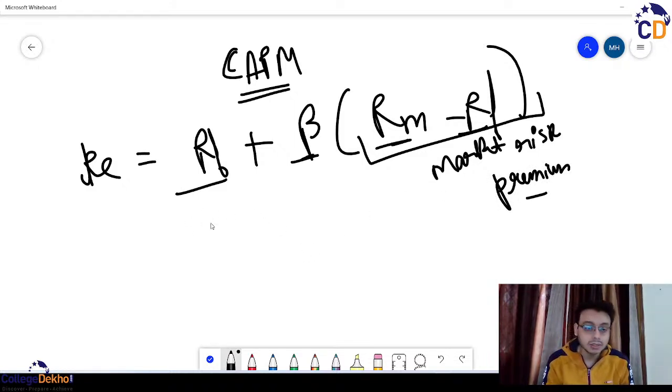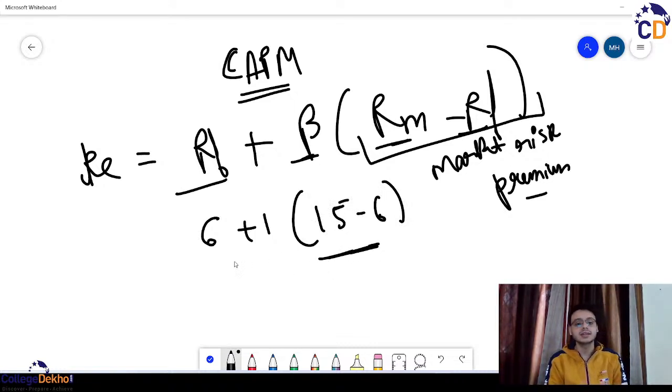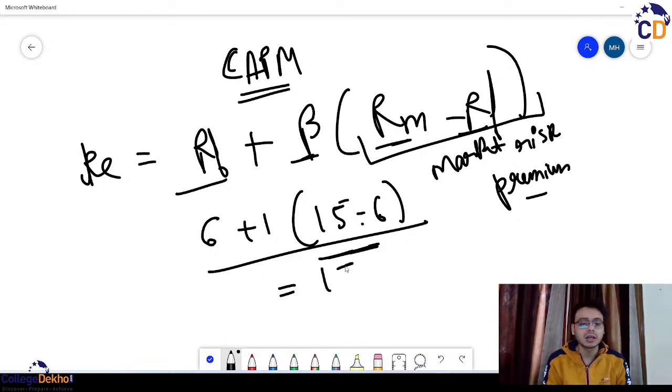So for example, the risk-free rate can be 6%, the beta can be 1, and the RM can be like 15%. These are just random numbers that we take, just for the sake of calculation, so that I can make you understand. When we calculate it, 15 minus 6 is 9, 9 into 1 is 9, and 9 plus 6 is 15. So you get 15% as the cost of equity. Okay, so that is a major model.